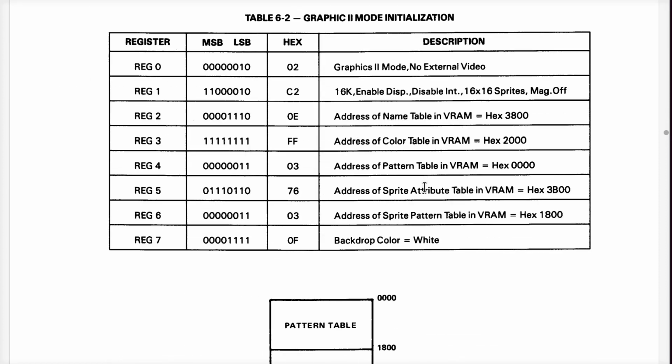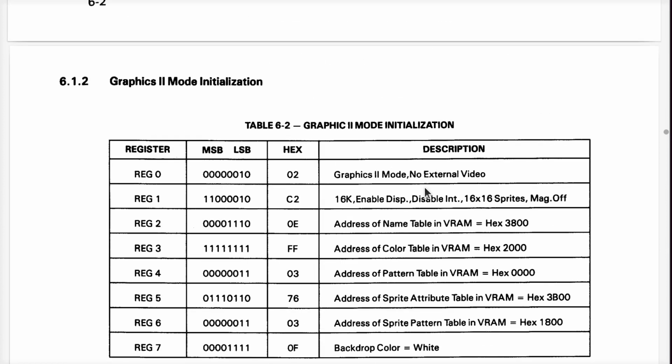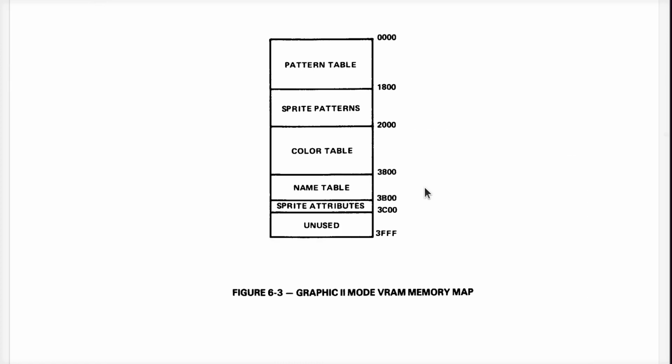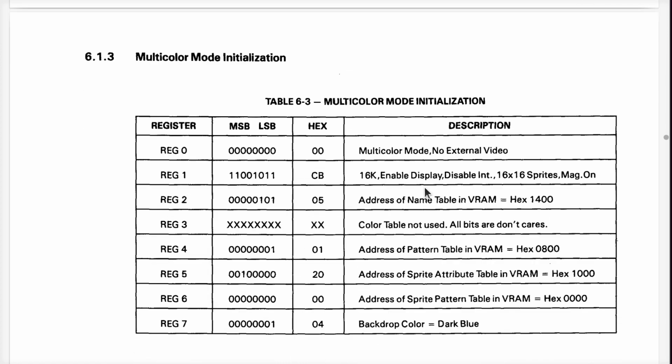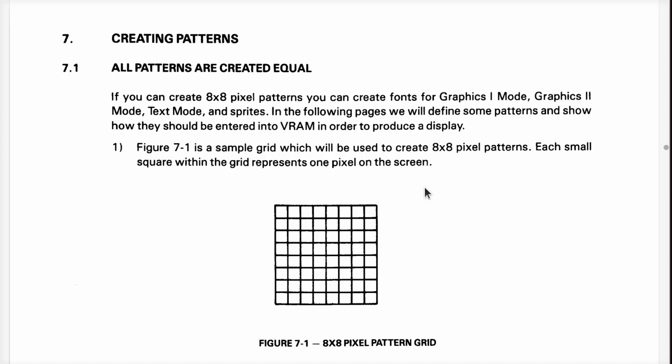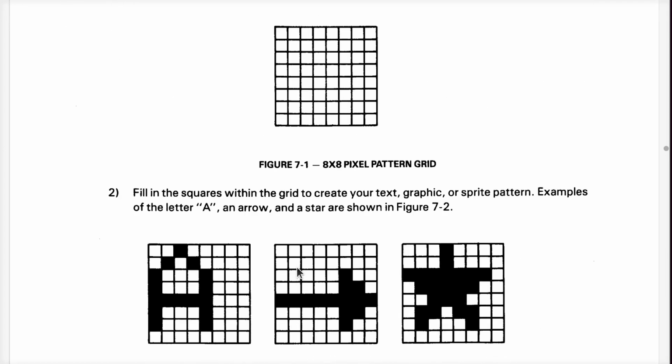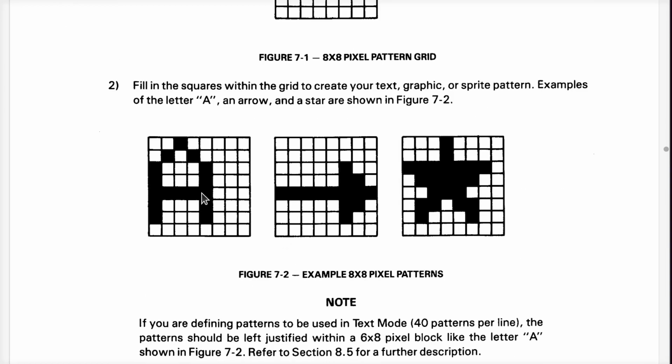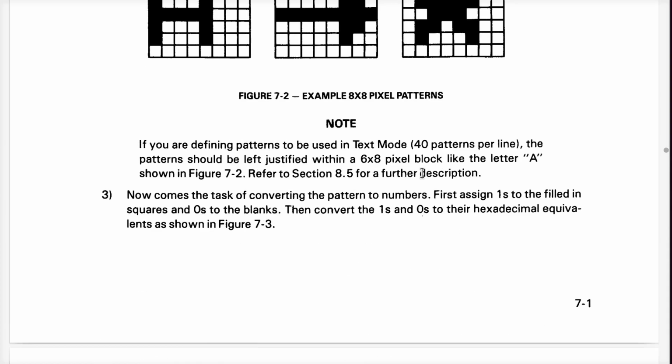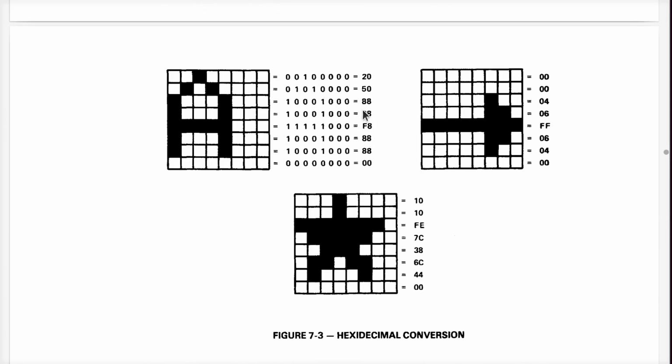Now, they have a whole nice diagram. If you're going to use graphics mode 2, here's another way to configure it, and there's another, multicolor. I don't care about all these other modes. Today, we're only doing graphics mode 1. All the tiles are 8x8, and it gives you a nice picture. This is an 8x8, and you can put your on bits and your off bits, and they show you, if you're going to do these patterns, the byte values.